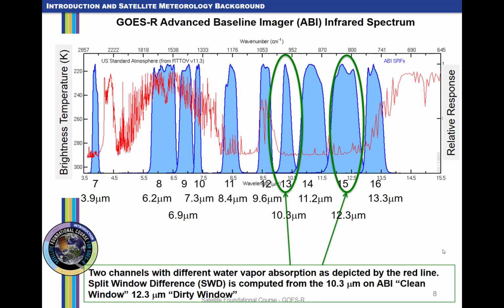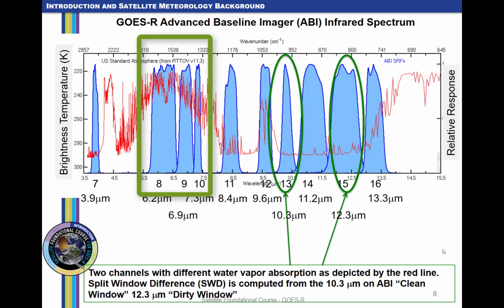This chart that you may have seen before shows the infrared channels on ABI. The blue regions show where individual bands are detecting energy. Some are narrow, like band 10, and some are relatively wide, like band 8. The red line can be interpreted in two ways. It's either the relative amount of absorption by any gas in the atmosphere, or it's the brightness temperature sensed by the satellite in clear skies. Cooler brightness temperatures result when absorption by a gas occurs in the atmosphere.